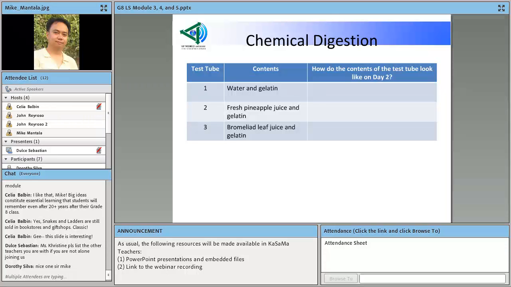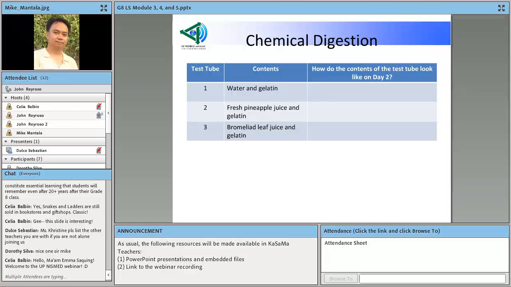Okay, so let me just briefly describe to you the setup. The students will prepare 3 test tubes. Okay, they will also prepare contents in each of these test tubes. For the first test tube, the content would be water and gelatin. Second, fresh pineapple juice and gelatin. I would like to emphasize here that the pineapple juice should be fresh, okay?